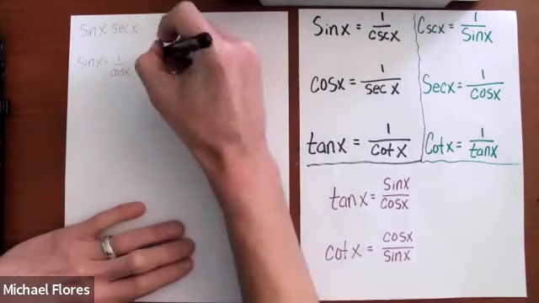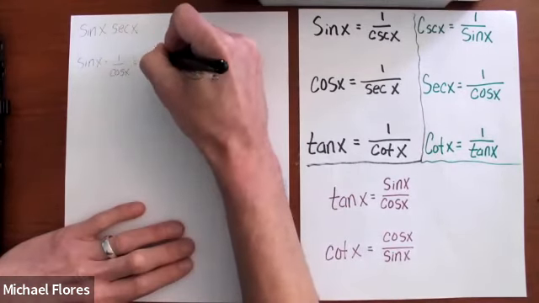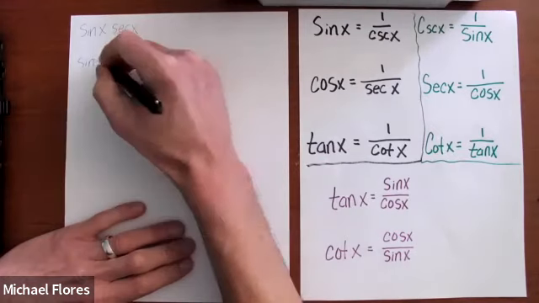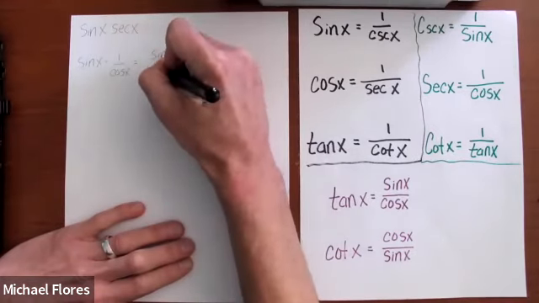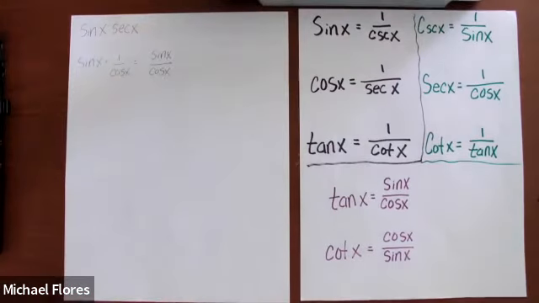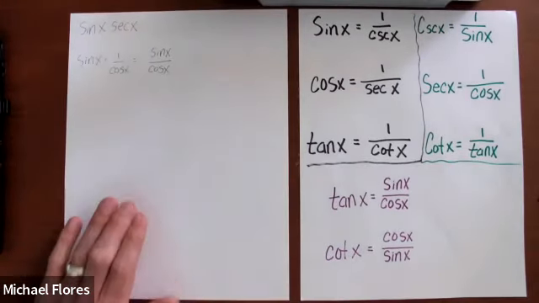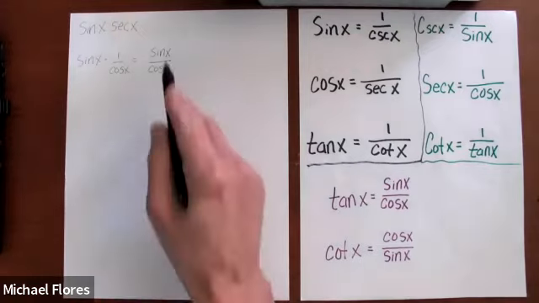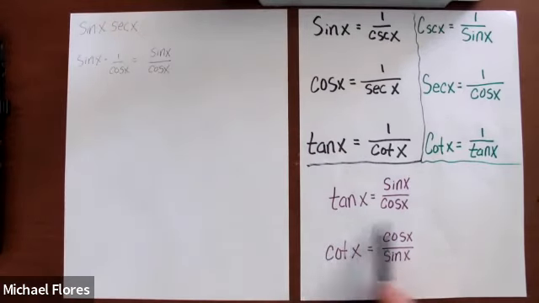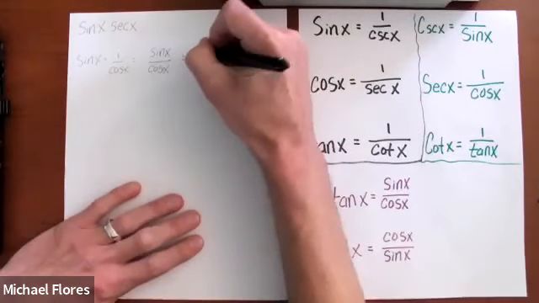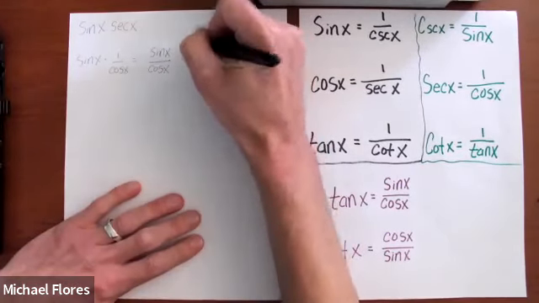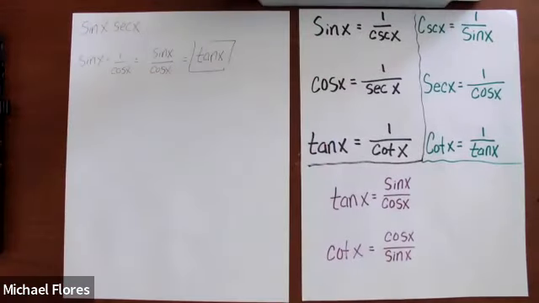Now let's multiply this out. Sine of x times 1 is sine of x over cosine of x. And as Josh perfectly pointed out, sine of x over cosine of x, that is a quotient identity. So your answer is tangent of x. We have now narrowed it down to a single trig function.